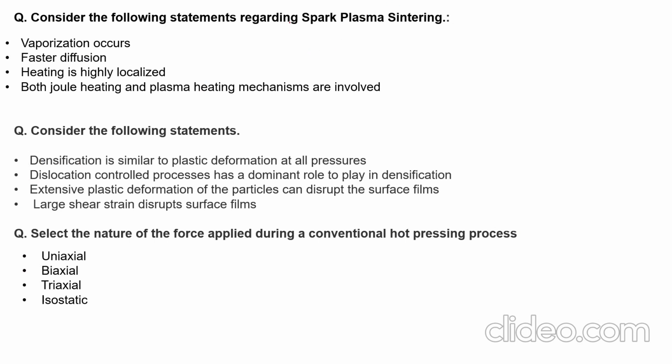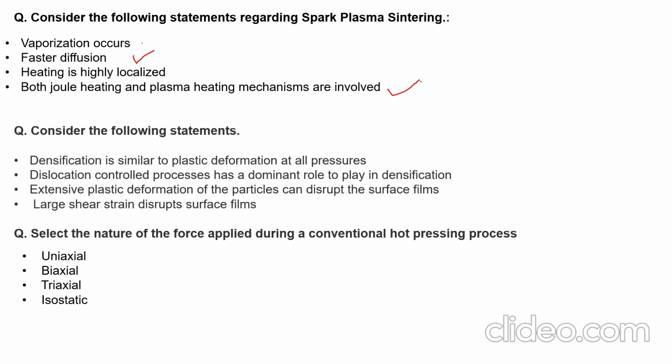So we have to say what are the characteristics of spark plasma sintering and which of the statements is correct. Is that there occurs vaporization, there is a faster diffusion. This is definitely correct because spark plasma sintering is a technique where we can achieve the sintering temperature in a much shorter duration because we have a plasma and Joule's heating both acting together for the sintering process. So faster diffusion will occur and heat is highly localized.